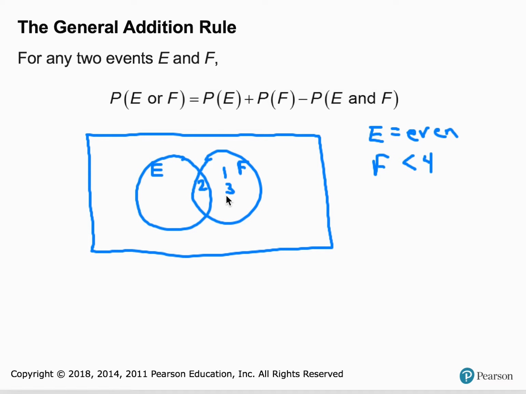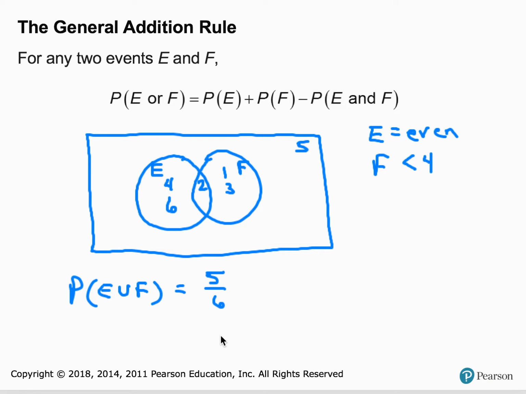3 is less than 4. 4 is not less than 4, but it's even. 5 is not less than 4, and it's not even. And 6 is even, but not less than 4. So in this case, if I wanted to know the probability that it's either even or less than 4, notice what we have, 1, 2, 3, 4, 5. This is 5 out of 6.